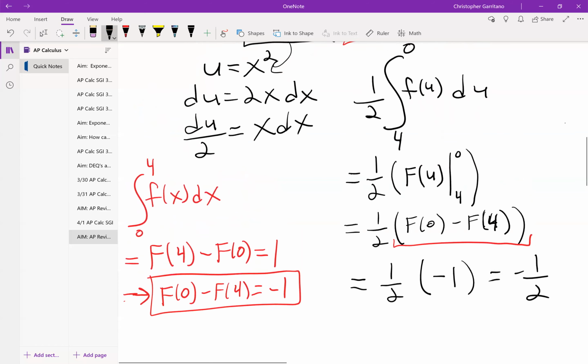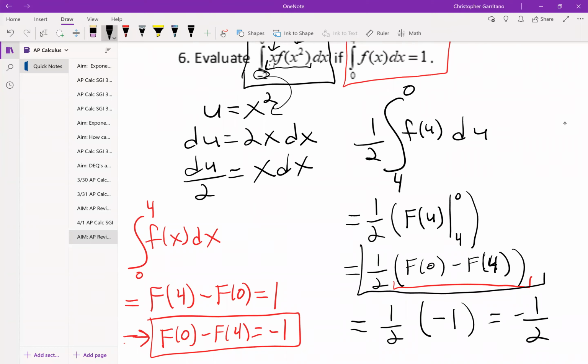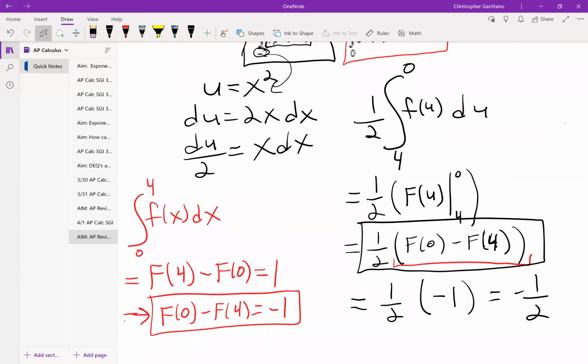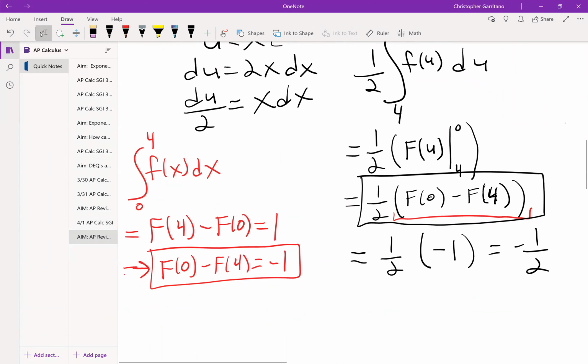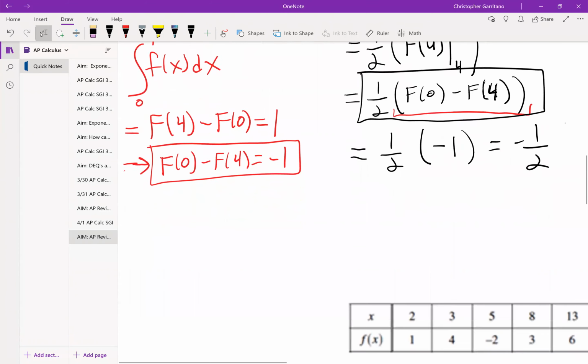All right, so that's a pretty tricky problem. The first thing you need to do is recognize that this is a U-substitution problem. Carry it out as far as you can, which is really up to here. Once you get to this point, you need to figure out, well, then what is big F of 0 minus big F of 4 equal to? Typically, they will give you information that will allow you to figure out what that difference is equal to. All right? Okay. There you have it. Moving on.